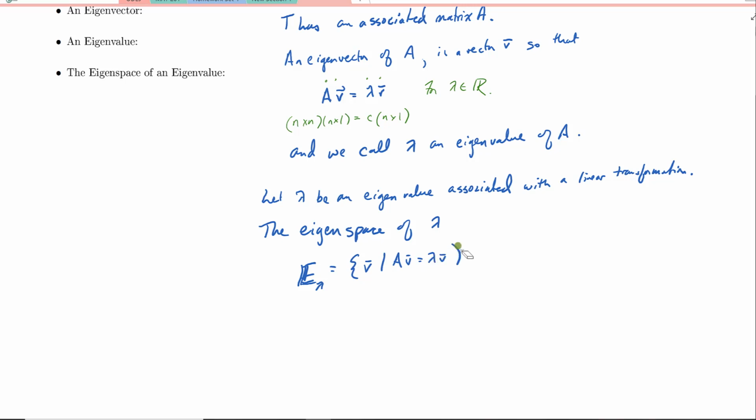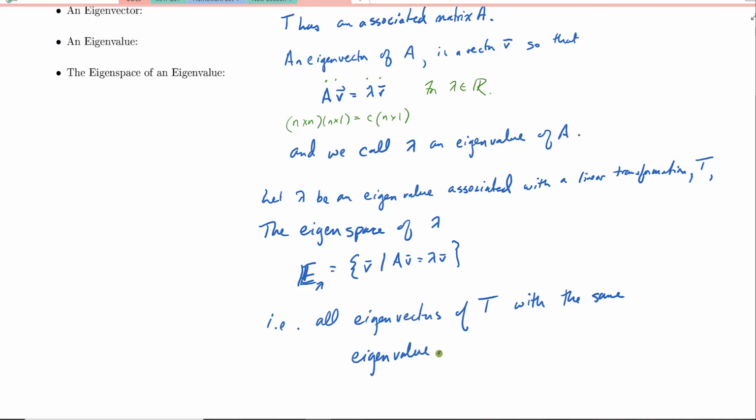So if you're looking at the definition of an eigenvector, what an eigenspace is, it's all the eigenvectors that have the same eigenvalue, i.e. all eigenvectors of T, I guess we didn't name this linear transformation here, with the same eigenvalue. Okay, folks, these are challenging definitions. We're going to see a little bit more about them as we go through this sequence of videos, so stay tuned.